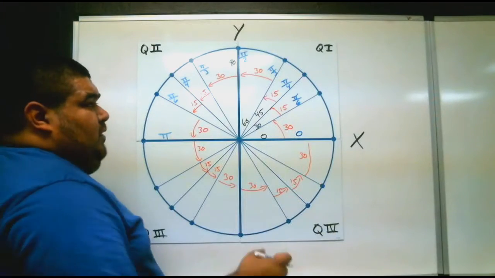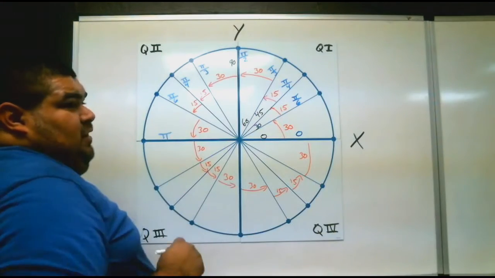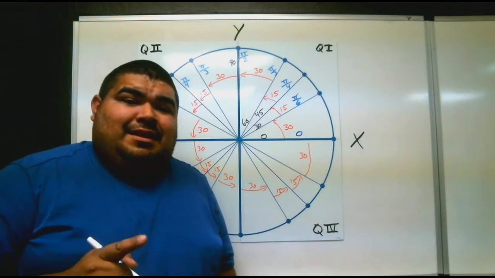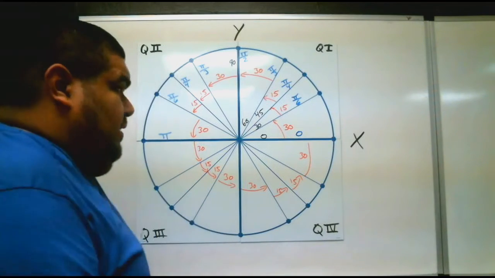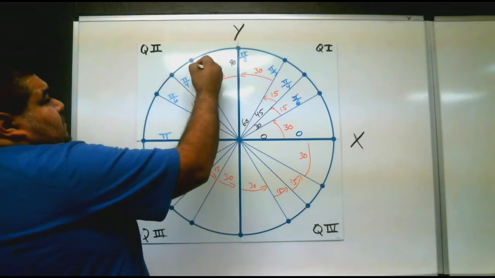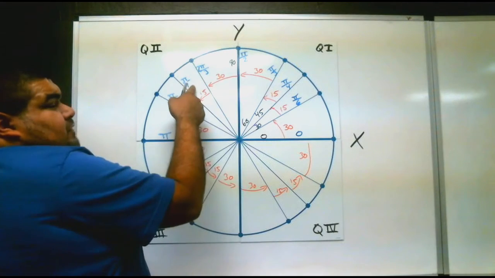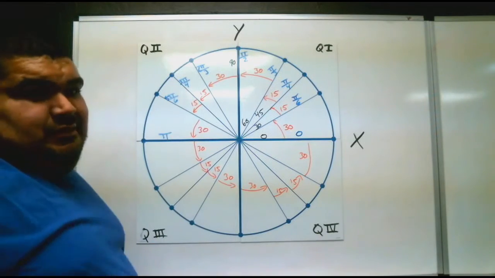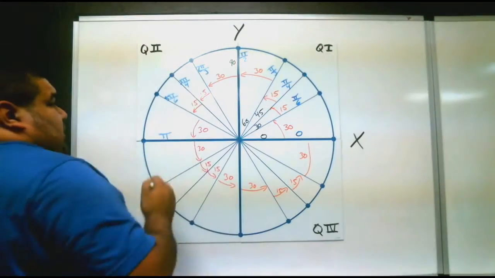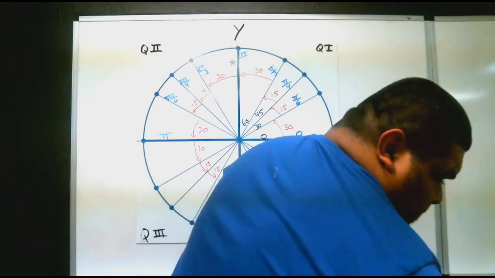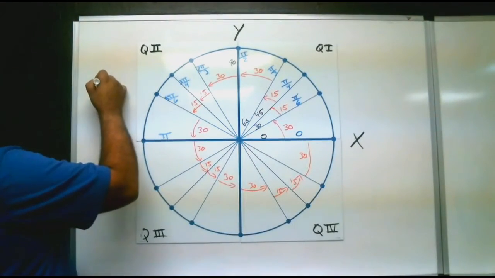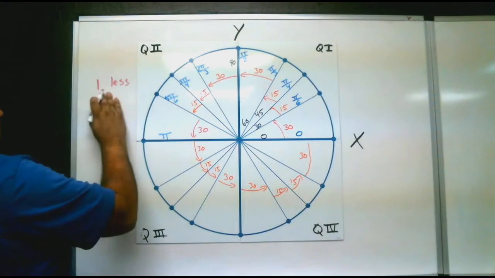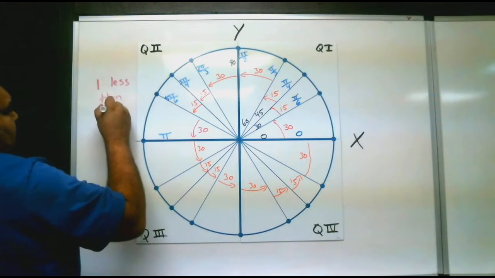When it comes to the second quadrant, guys, the rule is 1 less than the bottom. So if the bottom is 3, the top is 2, giving 2 pi over 3. If it's 4, it's 3 pi over 4. If it's 6, it's 5 pi over 6. So the rule on the second quadrant is 1 less than the bottom for pi.